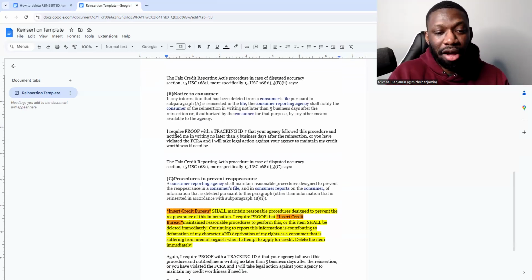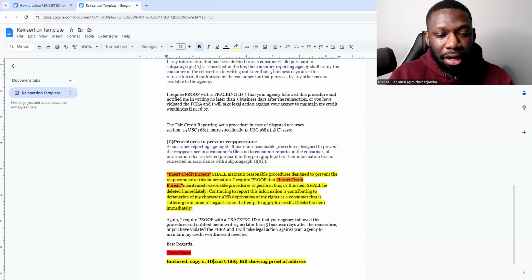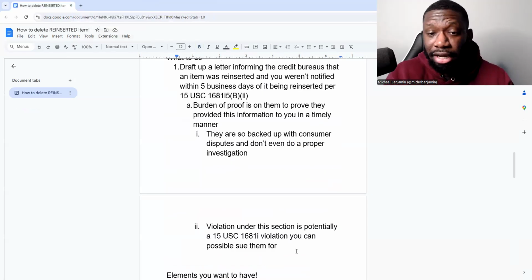Don't harass me. All right, so can I require proof with the tracking ID number? Blah blah blah. Y'all get it. And then yeah, best regards. So this is a simple reinsertion template that you can essentially use and potentially get that deletion.